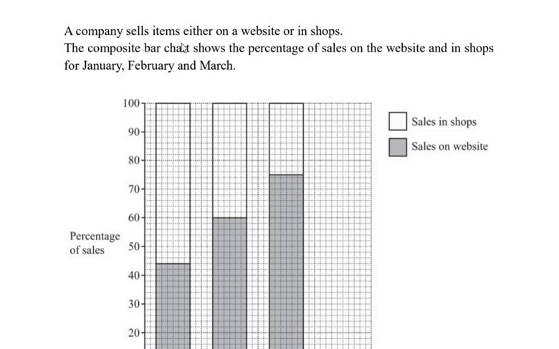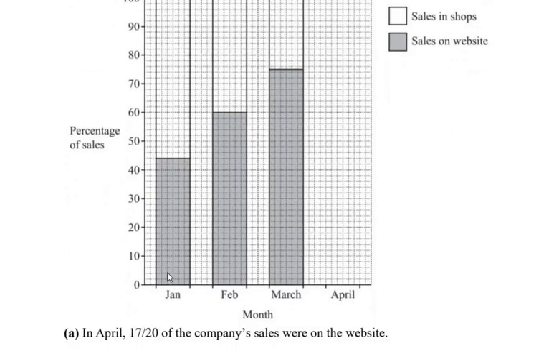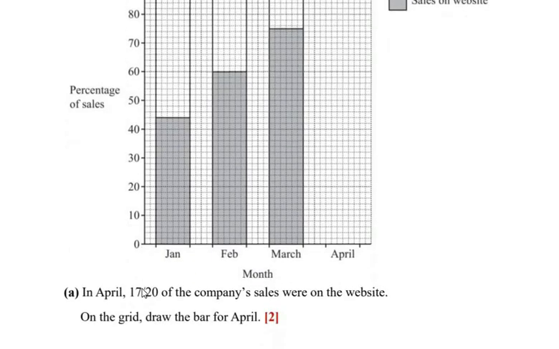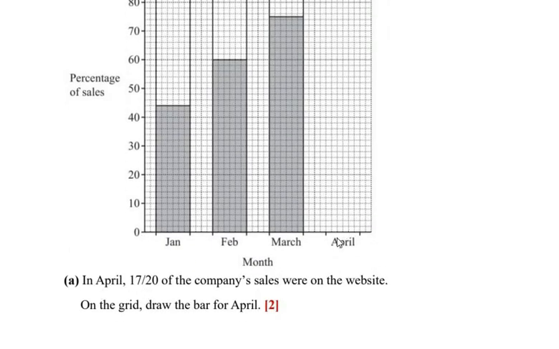A company sells items either on a website or in shops. The composite bar chart shows the percentage of sales on the website and in shops for the months of January, February and March. The first sub-question is: in April, 17 out of a total of 20 of the company's sales were on the website. On the grid, draw the bar for April.